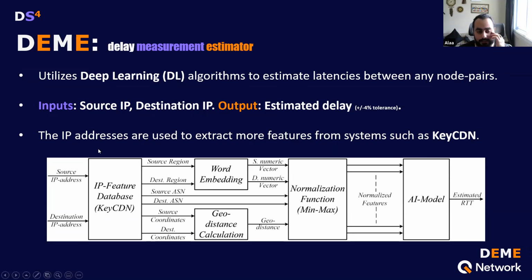So they came up with this model that has a feature selector where any IP address of this mesh was entered into a feature selector that would have a source region, a destination region, the ASNs, which are the service providers, and the coordinates. So it also uses the geodistance, or the geolocation, and from the regions we came up with the word embeddings, and then the geodistance was calculated. This was normalized and then fed into an AI model in order to estimate the delay. It should be mentioned that we had the delay labels ready, so that was very easy to train.